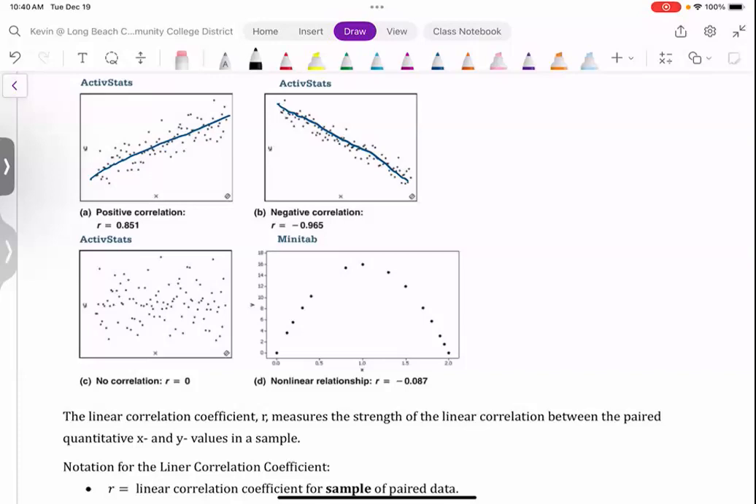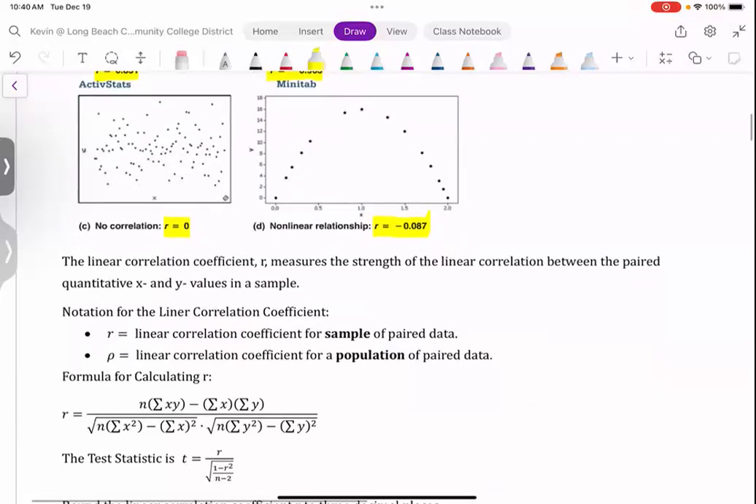Now, you'll notice underneath each of these, we have the letter R. Let's talk about what that is. The linear correlation coefficient R measures the strength of the linear correlation between the paired quantitative x and y values in a sample. Now, we use the letter R to represent sample paired data. It's the linear correlation coefficient between the paired data versus the Greek letter rho. I know it looks like a little p there, but it's actually the Greek letter rho.